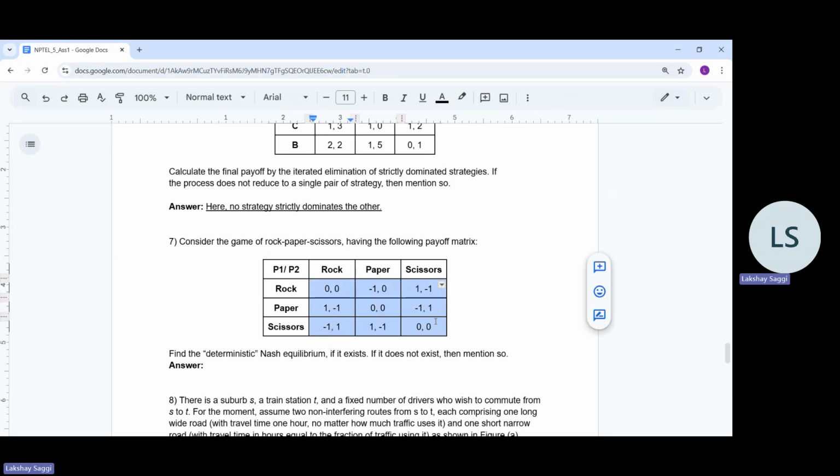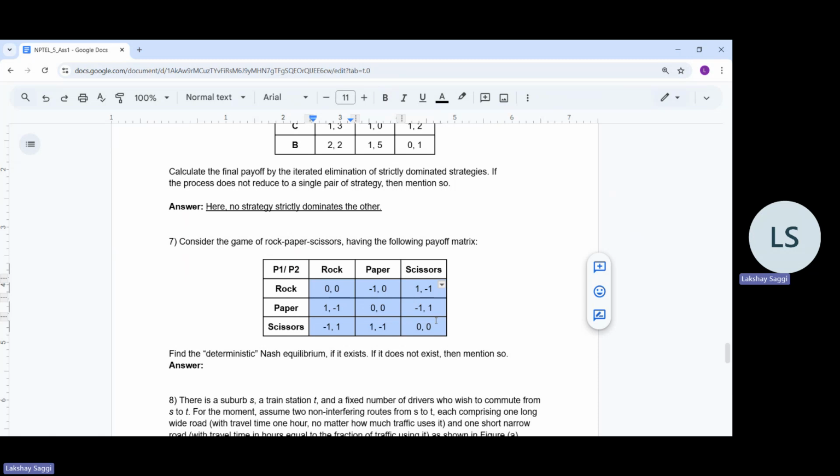This is what the payoff matrix for rock, paper, scissors looks like. If player one chooses rock and player two chooses rock, then it's a tie, so both get a zero. If player one chooses paper and player two chooses rock, then paper beats rock, so player one gets a 1 and player two gets a -1. Similarly, if player one chooses scissors and player two chooses rock, then it's a -1 because player one loses and player two wins, so -1, 1. All these entries are filled in this manner.